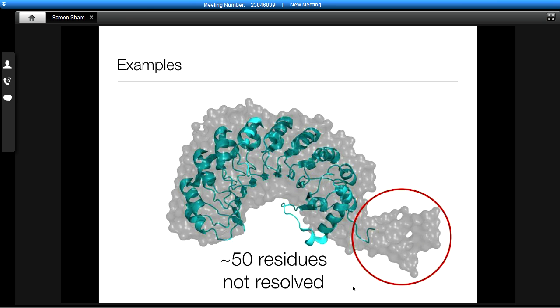So as you can see, there are certain regions within the envelope that are visible that you can't find in your electron density. So SAXS here can actually give us additional information that is not available in X-ray crystallography.